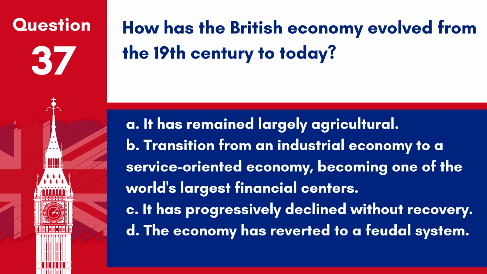Question 37. How has the British economy evolved from the 19th century to today? A. It has remained largely agricultural. B. Transition from an industrial economy to a service-oriented economy, becoming one of the world's largest financial centers. C. It has progressively declined without recovery. D. The economy has reverted to a feudal system.